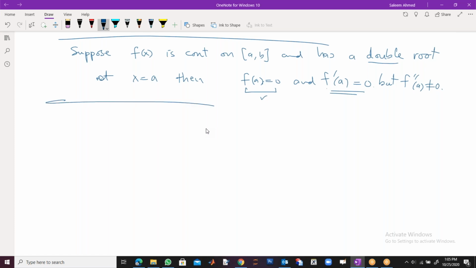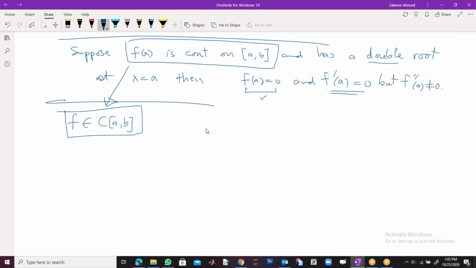Okay, so if f is continuous on [a, b], what does this mean? F is continuous on [a, b] can be written like this in short. It is the same thing. F belongs to the set of continuous functions from a to b. This C[a, b] means the set of all continuous functions on [a, b]. It means this f(x) is also one of them.